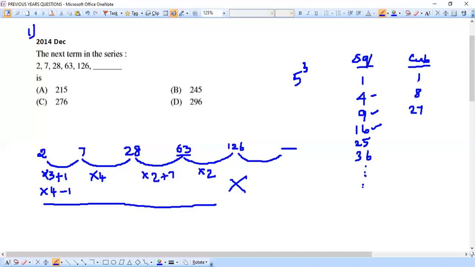Let me continue the cube. This one here, 1, 8, 27 we finished. Next is 4 cube. 4 cube will be 4 into 4 into 4, which is 64. Then 5 cube will be 125. 6 cube will be 216. 7 cube will be 343. Then 8 cube will be 512. I'm not explaining all these things here. I'm just writing the numbers alone.